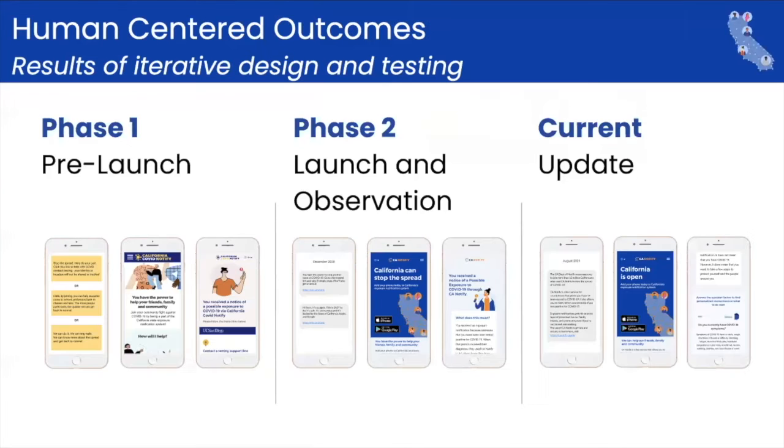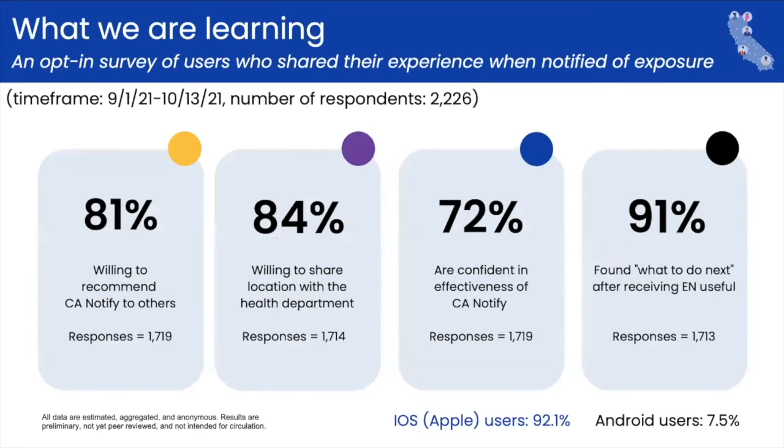Next slide, please. So this is just a picture showing where we were in fall of 2020 at pre-launch, how we took these images and through workshops and surveys continued to iterate until we launched in December 2020. And then our current version is under the current column. And this is basically where we are today following the feedback that we've received from more Californians. Next slide, please.